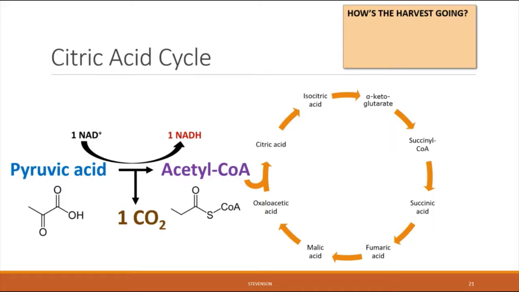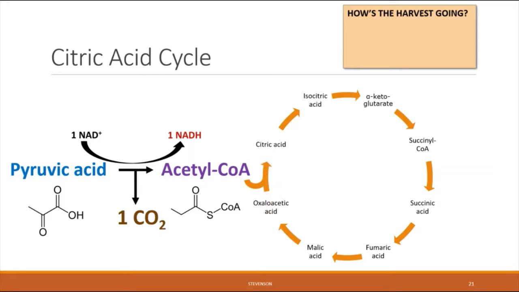cyclical manner that are called altogether the citric acid cycle, named for the fact that one of the intermediate chemicals that pyruvic acid ends up getting converted into is citric acid. In fact, that's the first step of the cycle. That's why it's called the citric acid cycle.